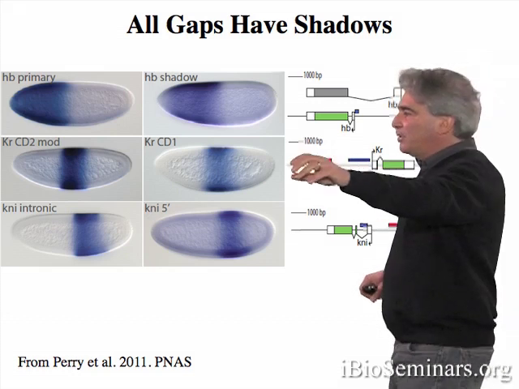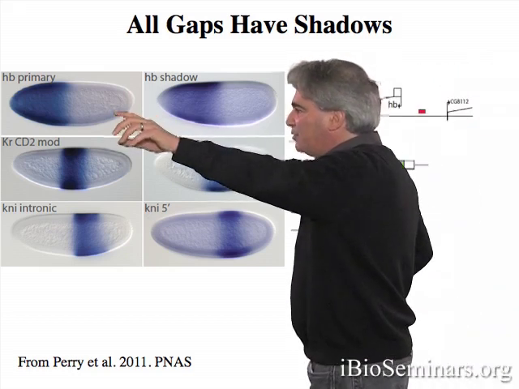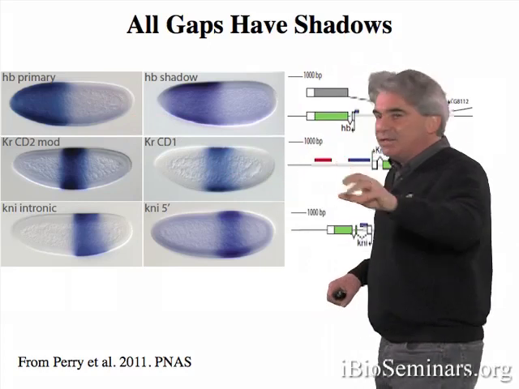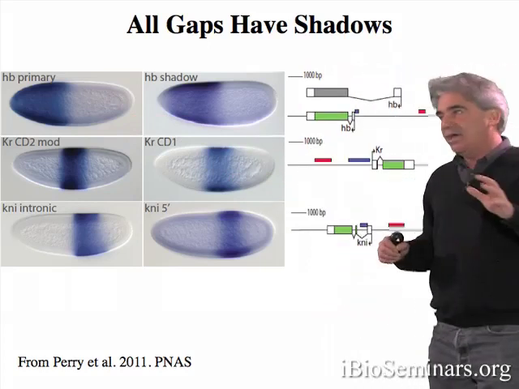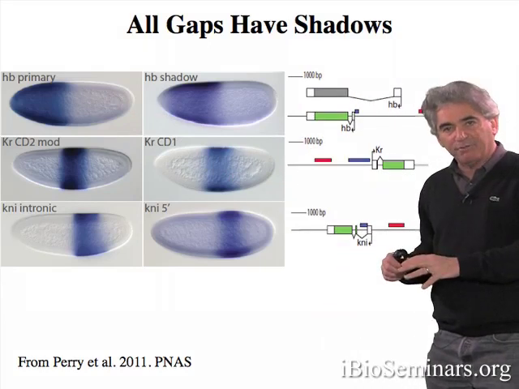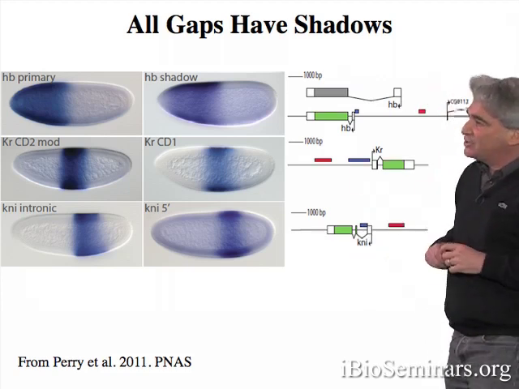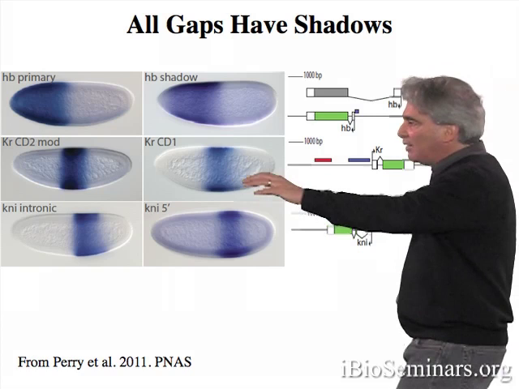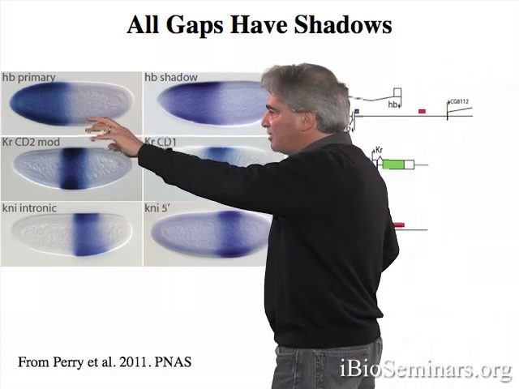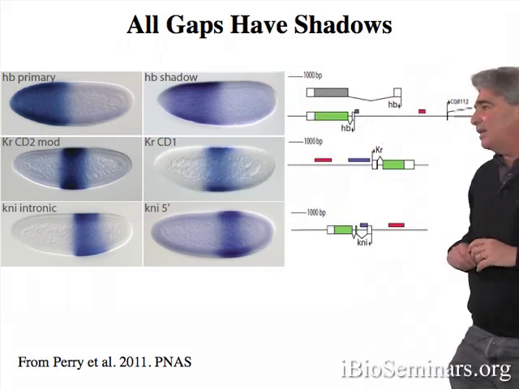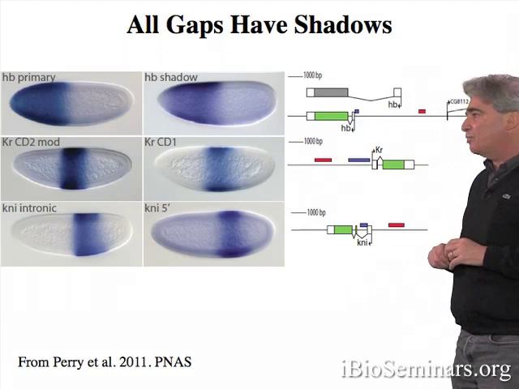Hunchback shows a simple on-off pattern of gene expression. It is on in the anterior half of the embryo and off in the posterior half. It is switched on in response to high and intermediate levels of the Bicoid gradient, but low levels of Bicoid in posterior regions of the embryo are insufficient to activate hunchback transcription.